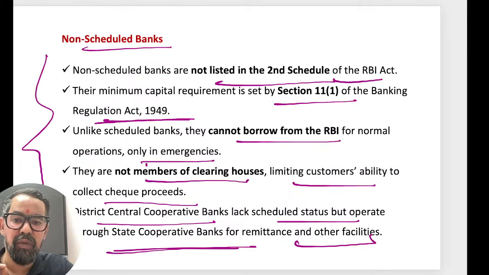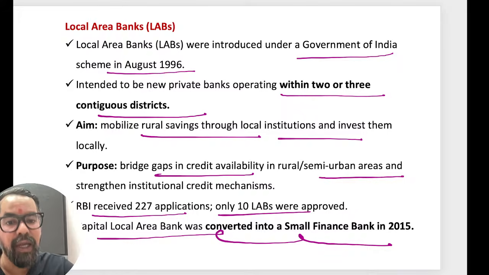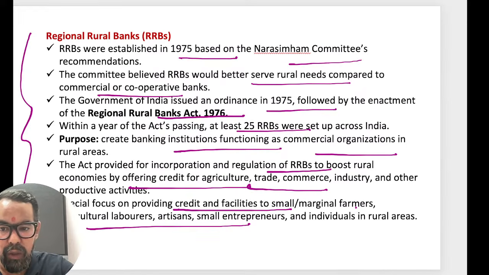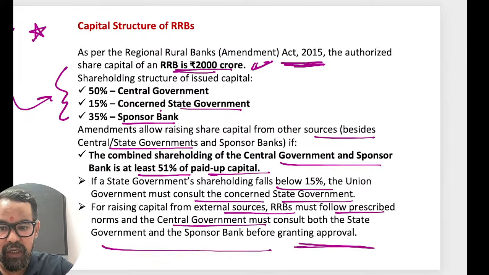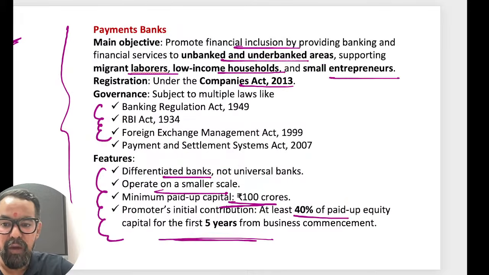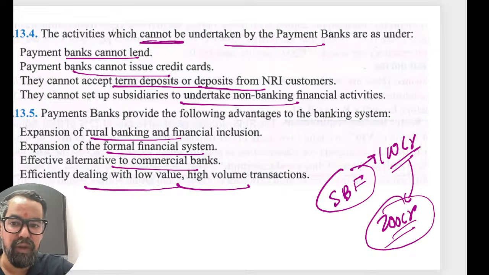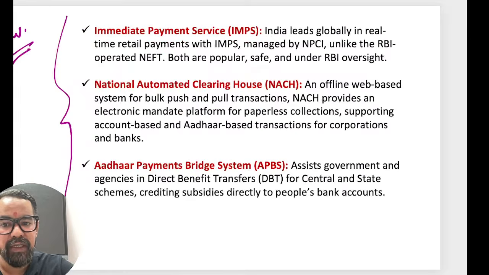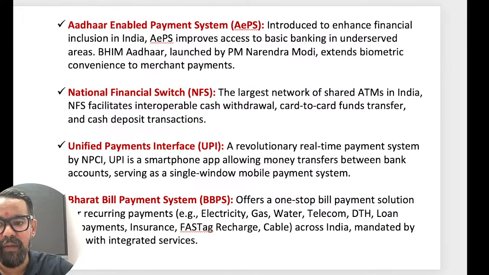Then scheduled commercial, non-scheduled commercial banks. Local area banks, this gets asked many times, their features and all. Then RRBs, we all know. Then we have the capital structure of RRBs. There was a question in the last examination also. Payment banks also get asked, payment bank and small finance bank. And the NPCI services get asked many times.